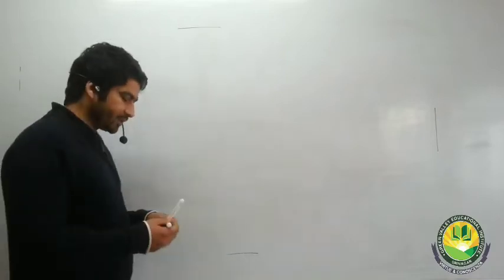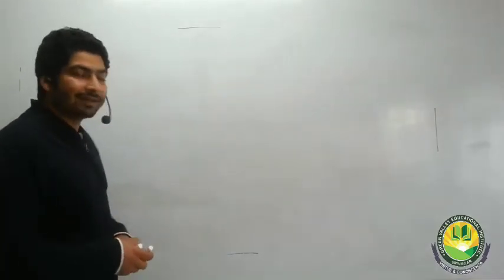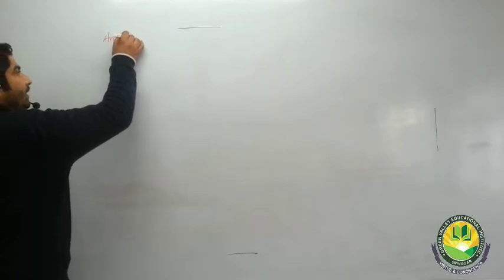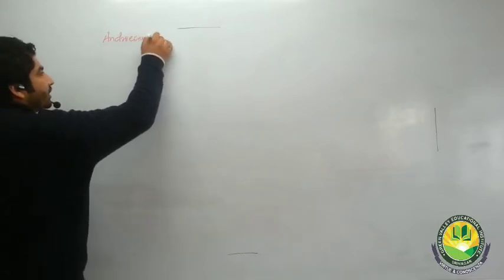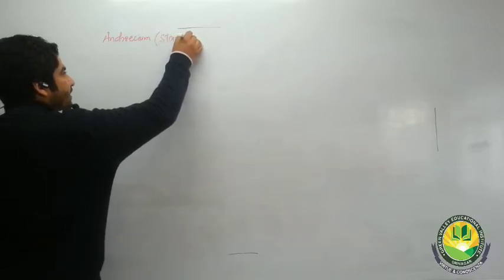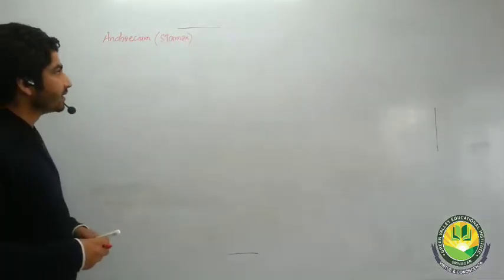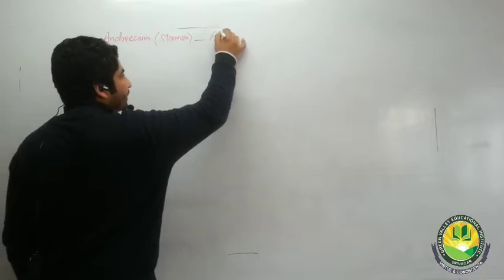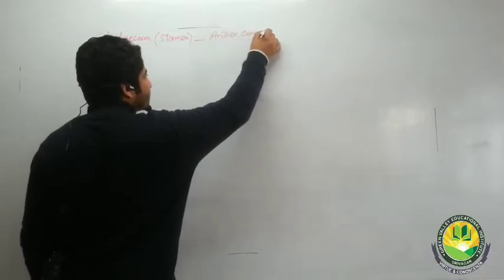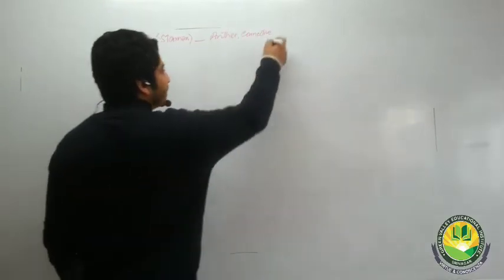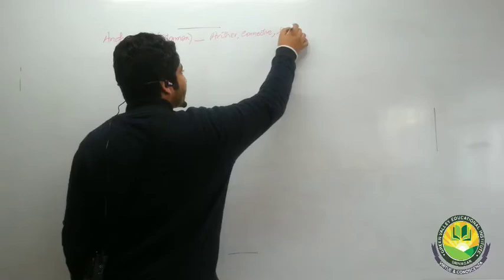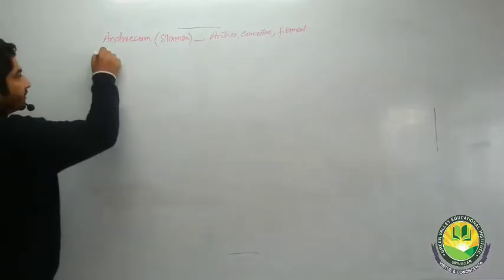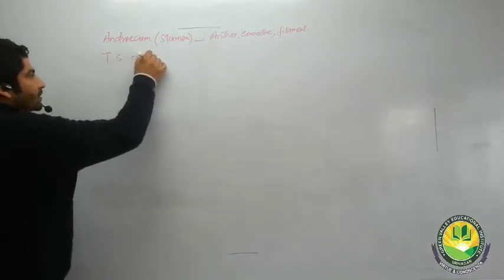In the last lecture, we were discussing reproduction in the flowering plant, and in that we discussed the androecium, that is, the stamens. And in the stamen, we discussed that the stamen has three parts. One is called the anther. Second, called the connective, which joins this. Connective is the region which joins the anther with the filament. And today, our topic is TS of anther.